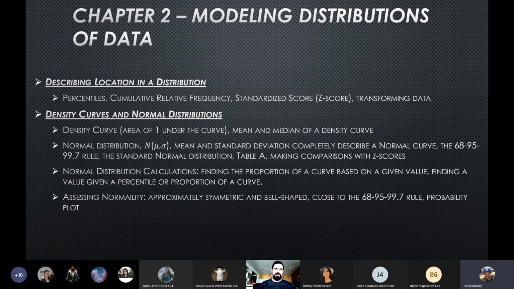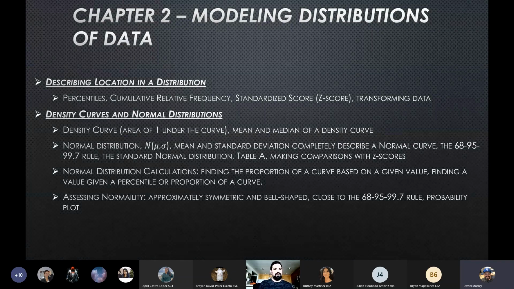We can perform normal distribution calculations by finding the proportion of a curve based on a given value, or finding a value given a percentile or proportion of a curve. Meaning we can work from an original value, standardize it, and then find the proportion under the curve less than that value or greater than that value. Or we could start with a proportion under the curve greater than a certain z-score or less than a certain z-score, unstandardize that, and get our original score.